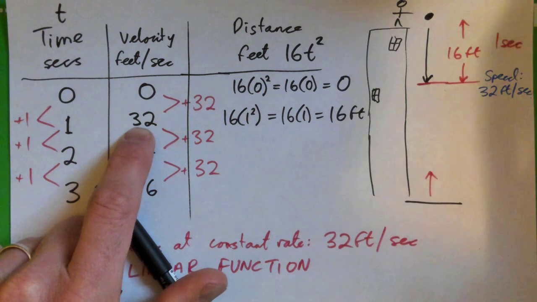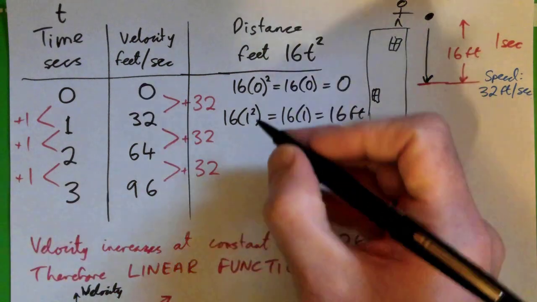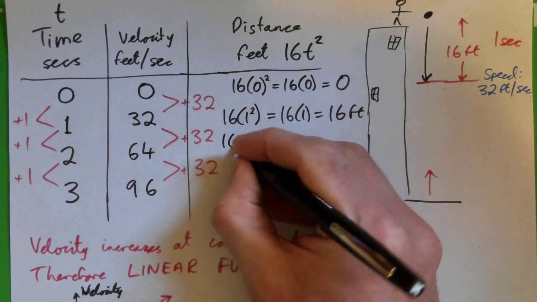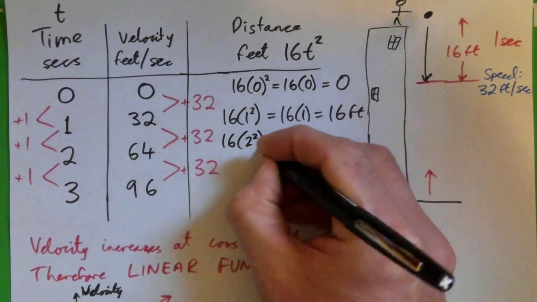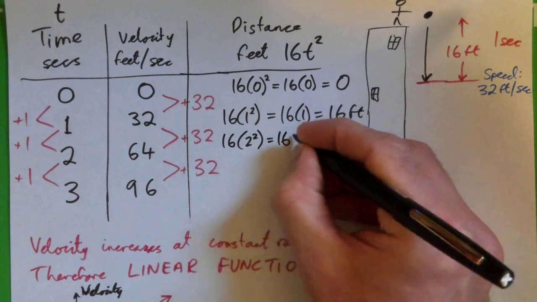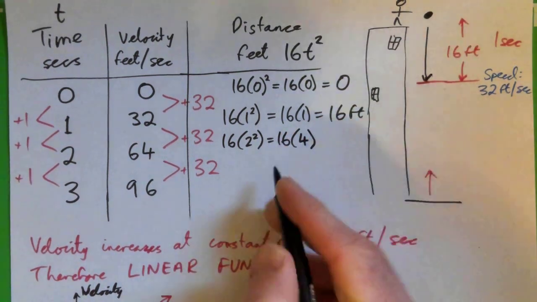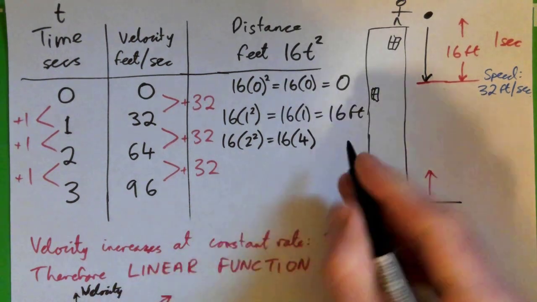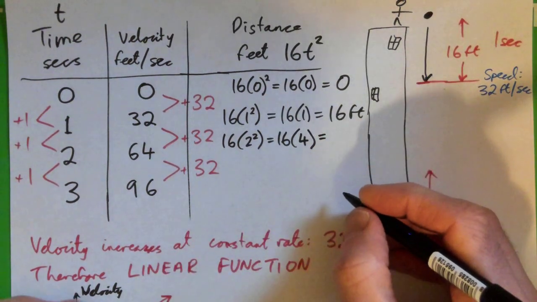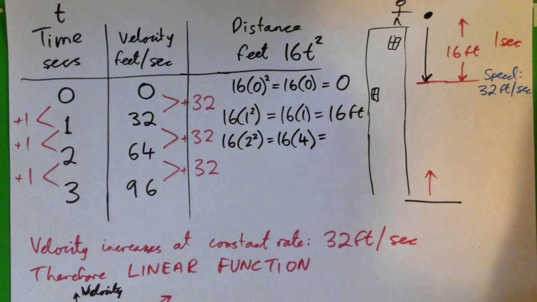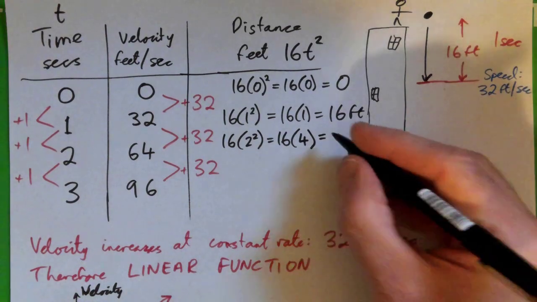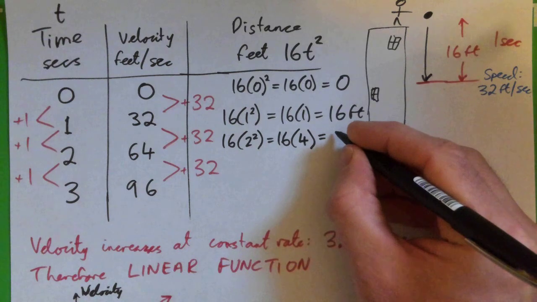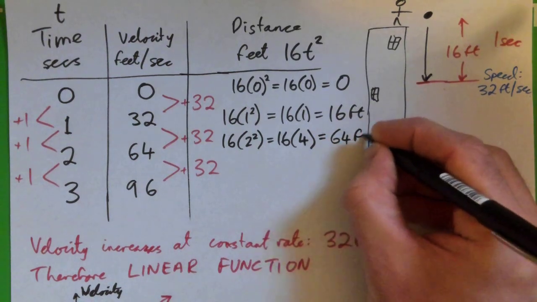Let me do the second. It might help explain as well. So after 2 seconds, we have the distance is 16 times 2 squared, which is 16 times 4, by the way, because you just square the t. It's t squared, not 16 squared. So 16 times 4, press pause everyone, calculate that. And you should get 64 feet.